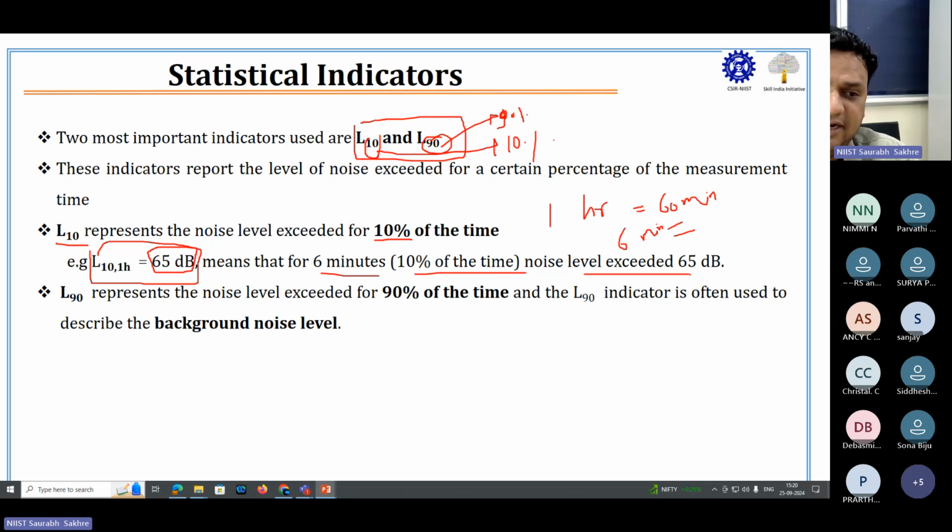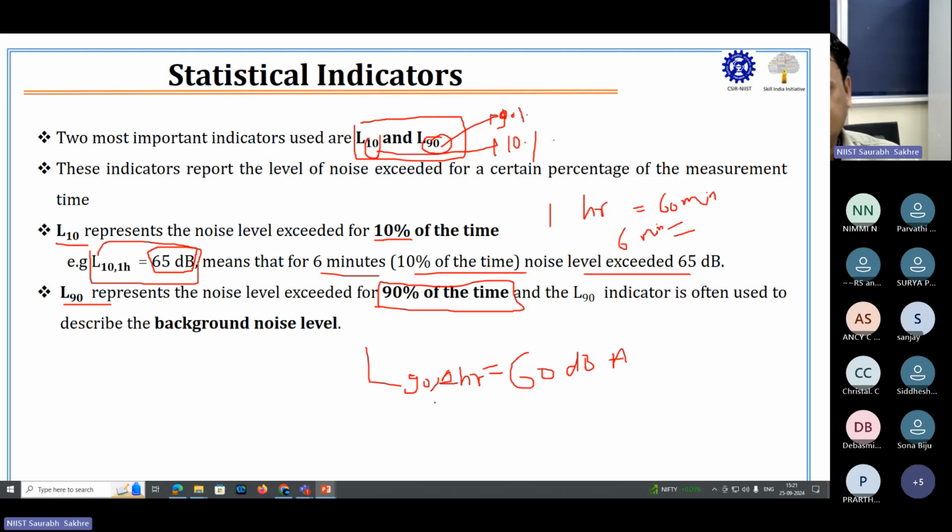Then of course, what will L90 mean? L90 represents the noise level exceeded for 90% of the time. Same case: if I say L90 1 hour is 60 dBA, we can say that 90% of the time means 54 minutes. For 54 minutes, the noise was greater than 60 dBA.